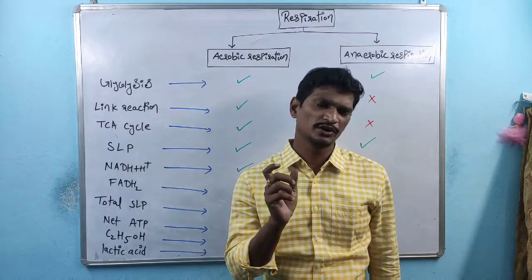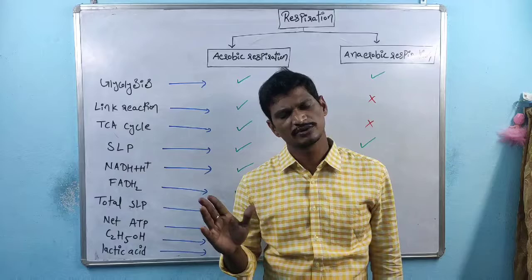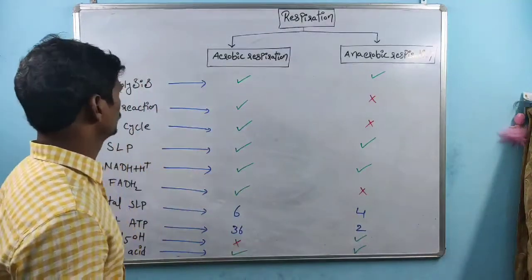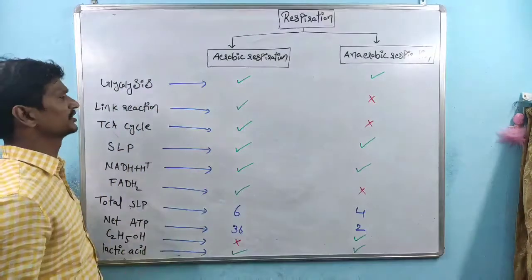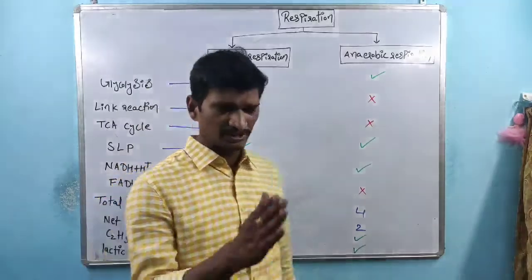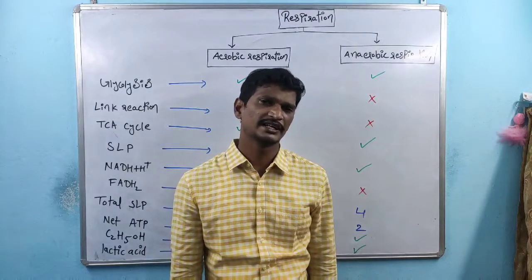So the very key point is that both aerobic and anaerobic glycolysis take place. Right? So the very first point is present in both cases. Link reaction: remember, I already said the pyruvate is converted into acetyl-CoA. The reaction is called the link reaction.